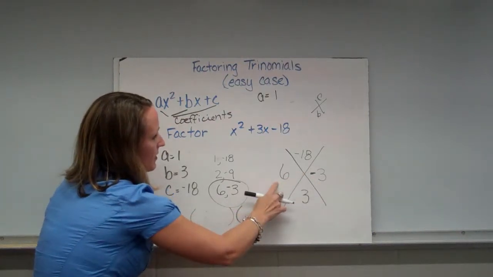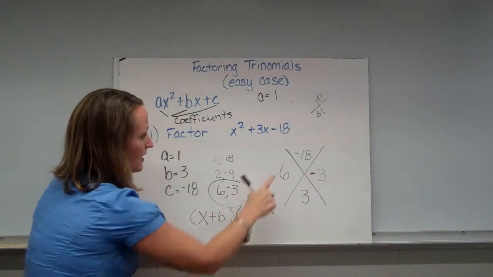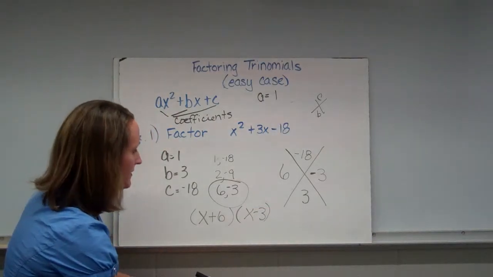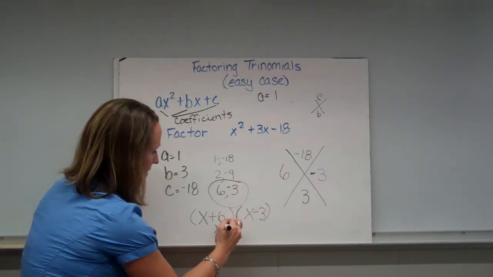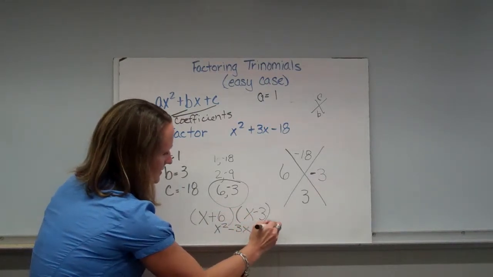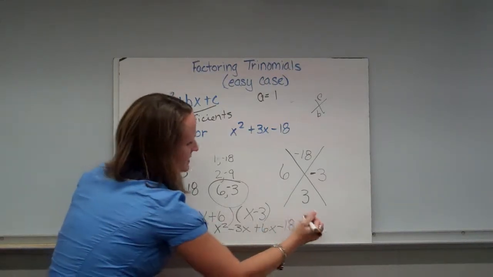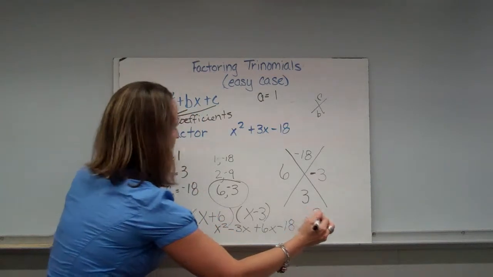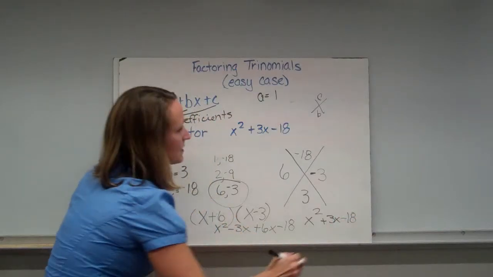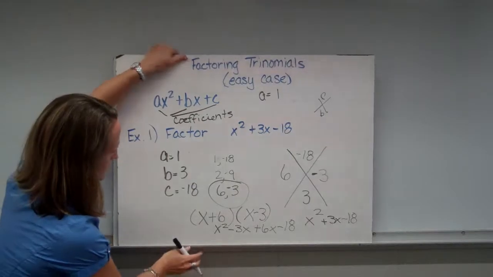Okay, so we have x plus 6 and x minus 3. And if we multiplied that back through, we would get x squared, when we FOIL it, minus 3x plus 6x minus 18. When we simplify this, we get x squared plus 3x minus 18. So this is factoring a trinomial, the easy case. Let's do a couple more examples.